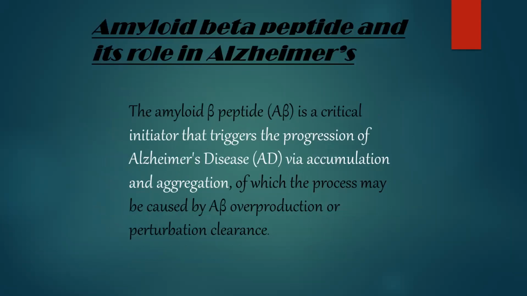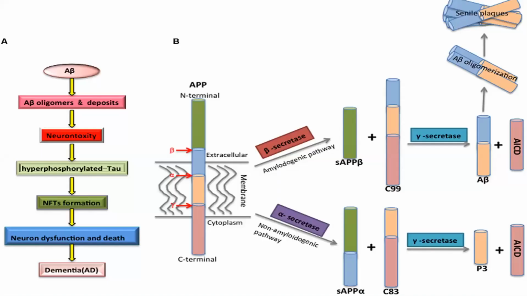Amyloid beta protein and its role in Alzheimer's. The amyloid beta peptide is a critical initiator that triggers the progression of Alzheimer's disease via accumulation and aggregation, of which the process may be caused by Aβ overproduction or reduced clearance. Here you can see the diagrammatic structure of Aβ.